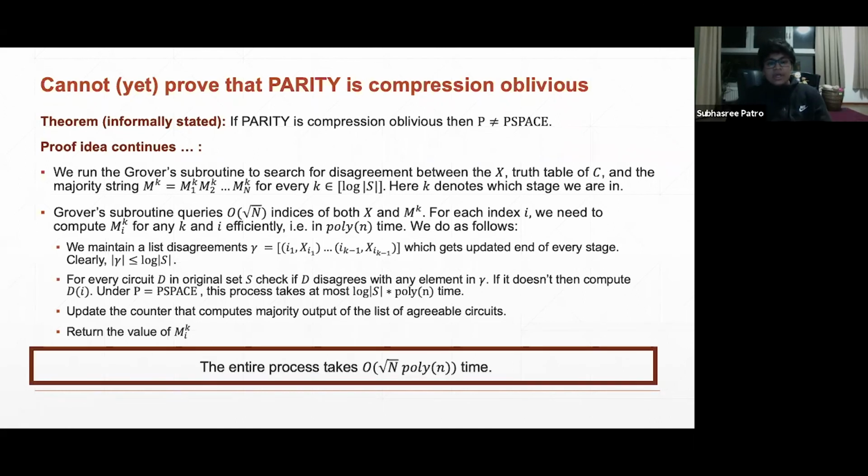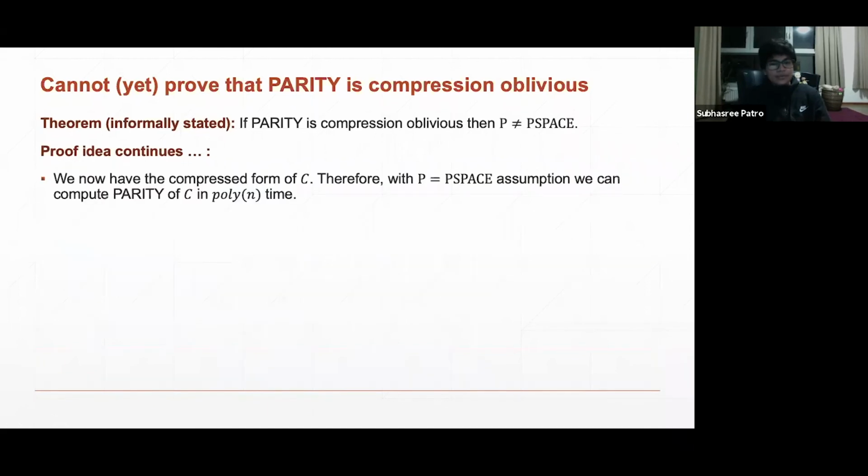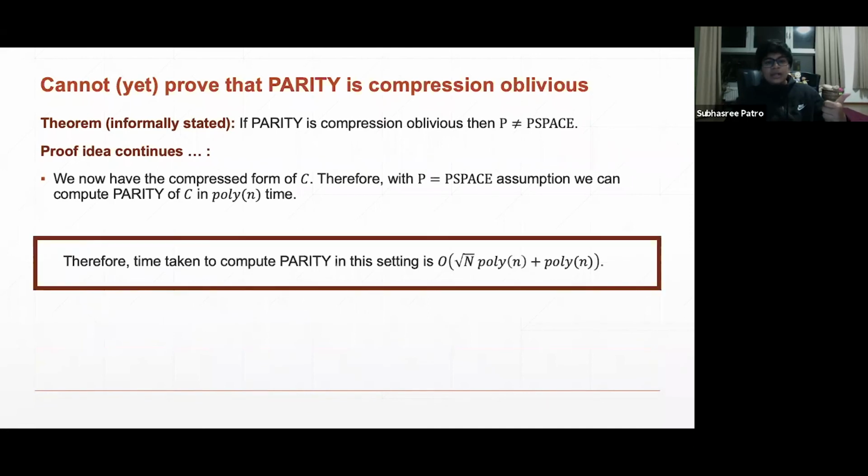Now this entire process has taken root n times poly n amount of time. So what we have done is found the compressed form of C using this simplified version of the Oracle identification algorithm and the assumption that P equals P space. Now again, with this P equals P space assumption, given that we have this compressed form, like I told you before, we can compute parity on this compressed form in poly n amount of time.